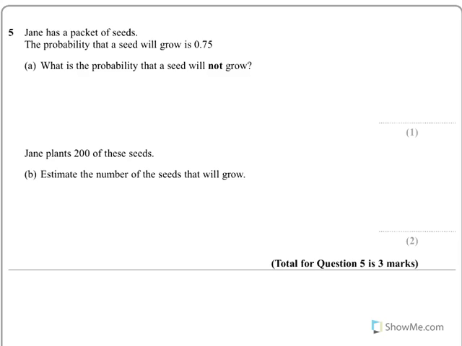Question 5. Jane has a packet of seeds. The probability that seed will grow is 0.75. What's the probability that the seed will not grow? Well, the total probability of it either growing or not growing is 1, so we take away 0.75 from 1 and we'll get 0.25.